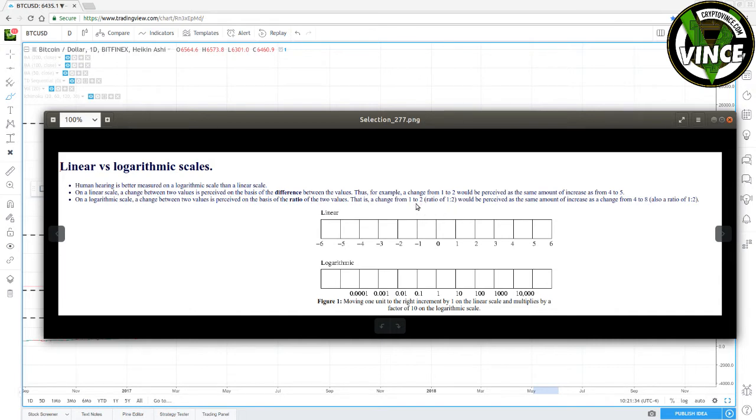Logarithmic scale is a ratio. So 1 to 2 will be perceived as 4 to 8 as a ratio. So 1 to 2 as a ratio of 1 2, and 4 8 as a ratio of 1 2. So in that case, we will see the chart way different.